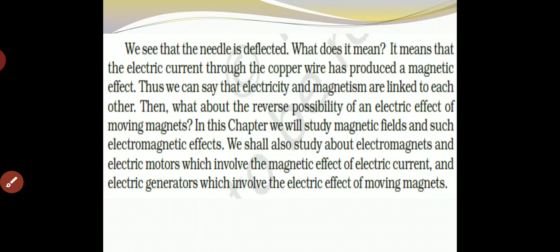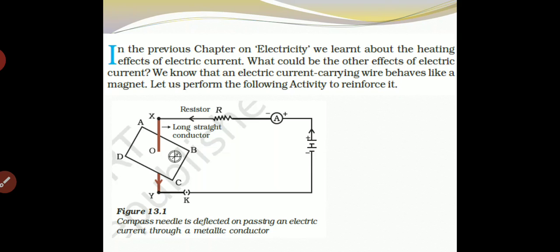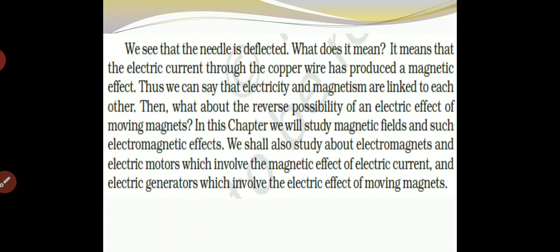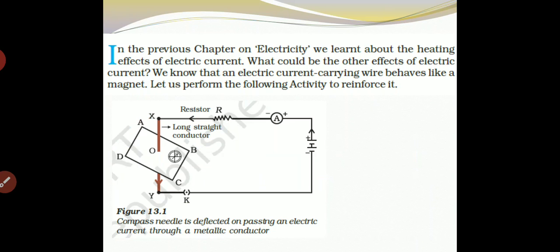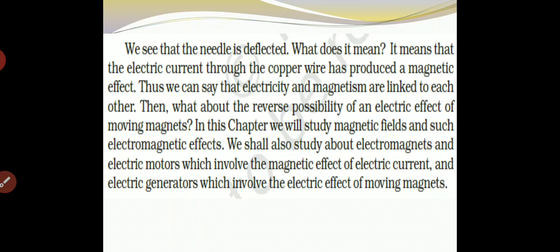We see that the needle is deflected. Here you will see that the needle which we have placed will be deflected. What does it mean? It means that the electric current through the copper wire has produced a magnetic effect. Here you can see that electric current is flowing, and the magnetic needle is deflected from its original position, which indicates that there is a magnetic effect.